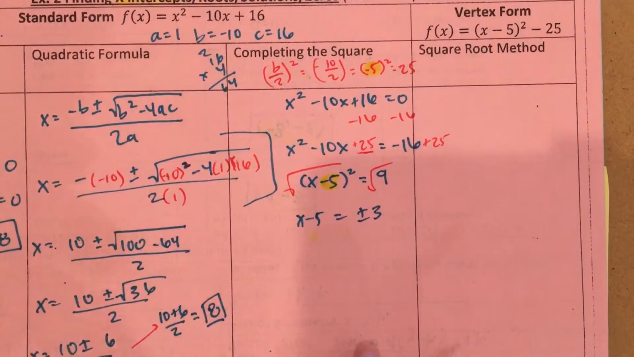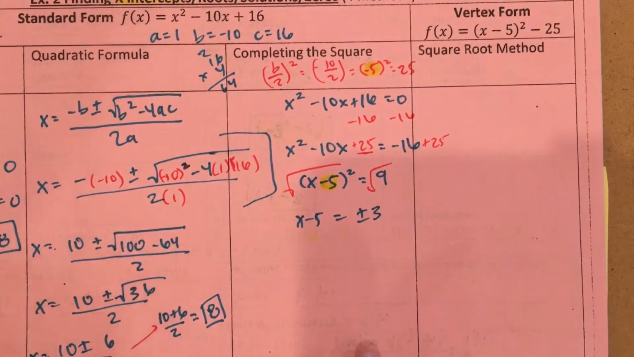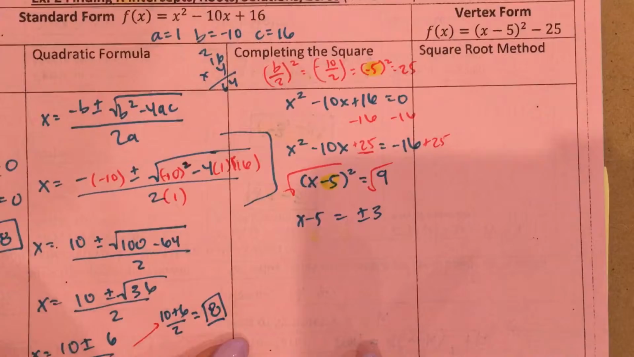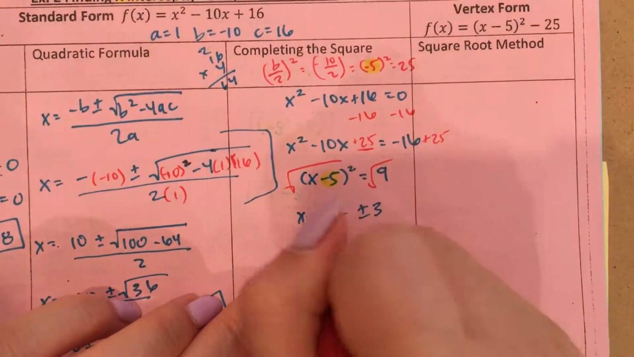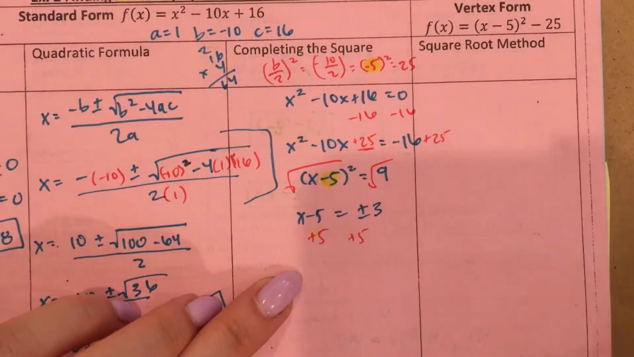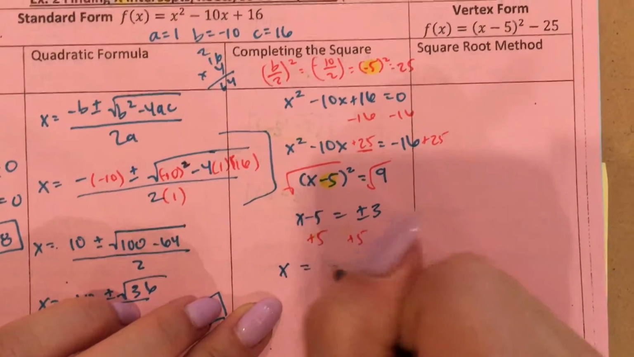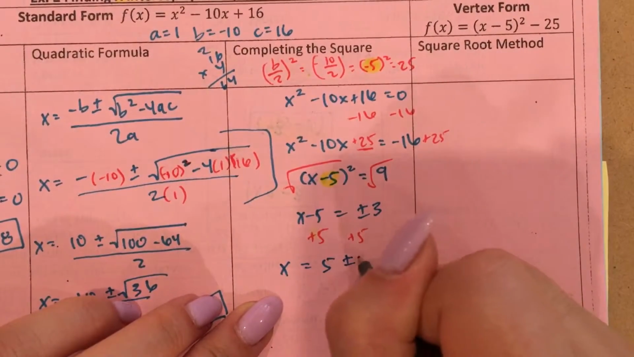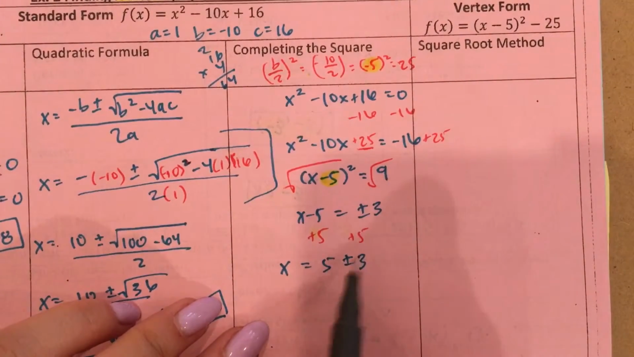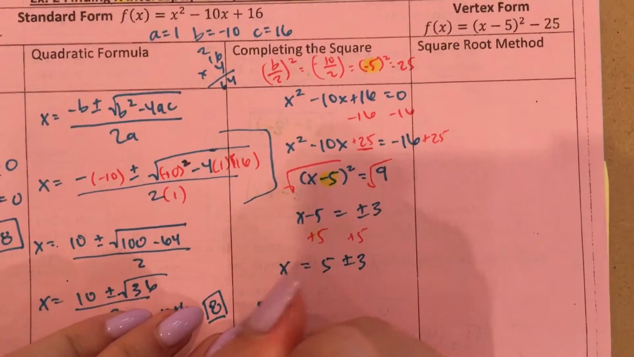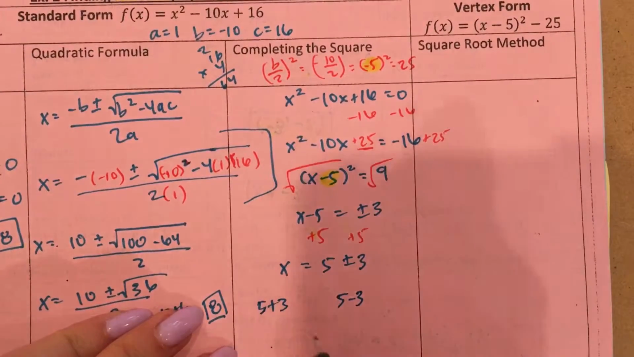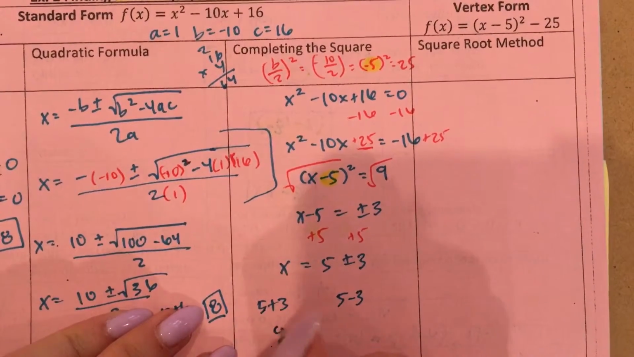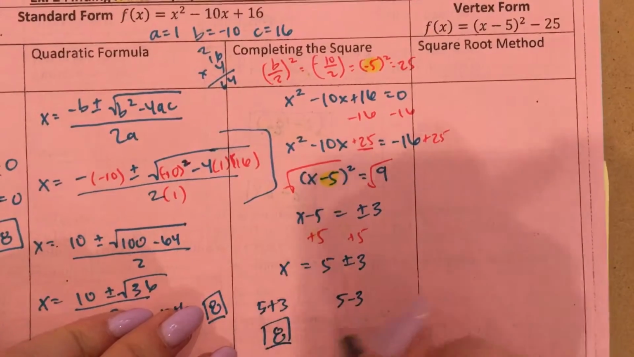And I'm going through this pretty fast, but remember, just pause if you need to. I'm just going fast because this is review. All right, and then from here I need to get x alone. Add 5 to both sides. X equals positive 5 plus or minus 3. I can go ahead and separate these two. 5 plus 3, and then 5 minus 3. This gives me 8, and this gives me 2.